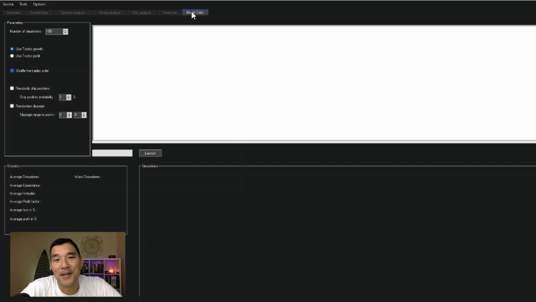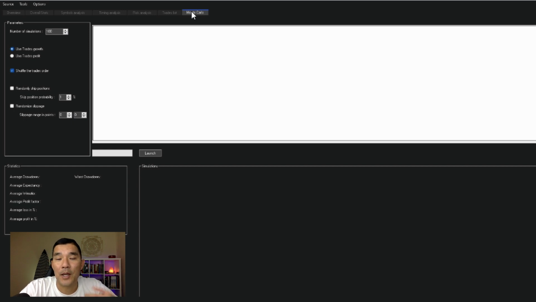And it will also give you Monte Carlo analysis, which is a huge plus. And this will effectively randomize the order of your trades. So you will be able to see what your worst drawdown and what your worst losses would be if your trades were put in a random order. And this is very helpful because you can see kind of the worst case scenario, and you might start trading your system in a drawdown or a losing streak.